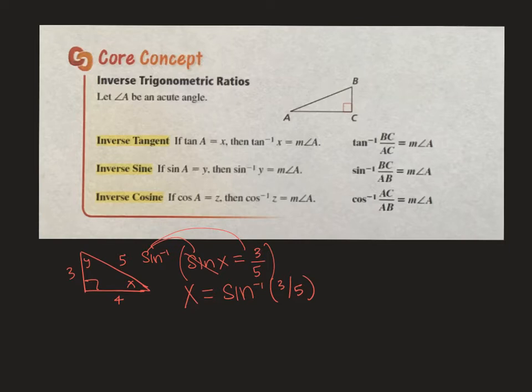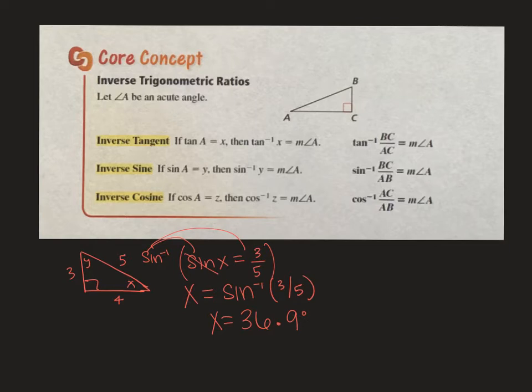So to put this in my calculator, you do second sine. That's going to give you that sine with the -1. Then you do 3 divided by 5 and close your parentheses. After that, you just hit enter. Usually, it's going to ask you to round to either the nearest degree or the nearest tenth. I'm just going to round to the nearest tenth here, which would give me about 36.9 degrees for X.